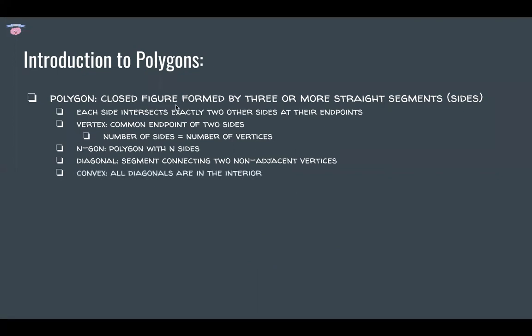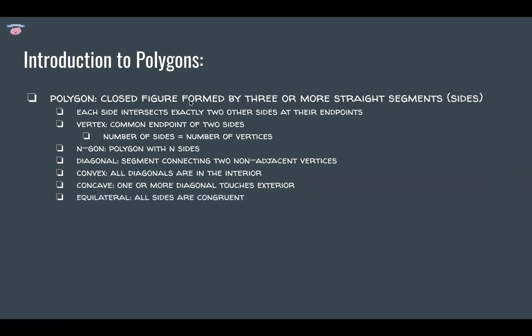For convex, all diagonals are in the interior, but for concave, one or more touches the exterior of the polygon. So this is concave, but this is convex. This diagonal is outside the polygon.